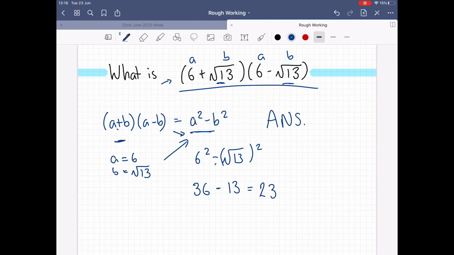So the answer for the problem of the day for the 23rd of June is 23.